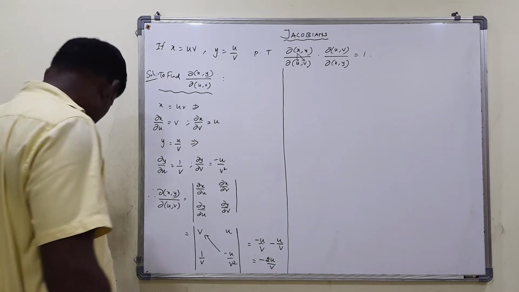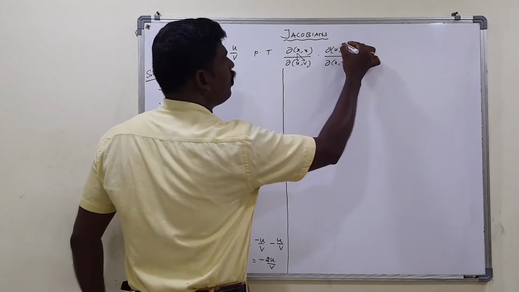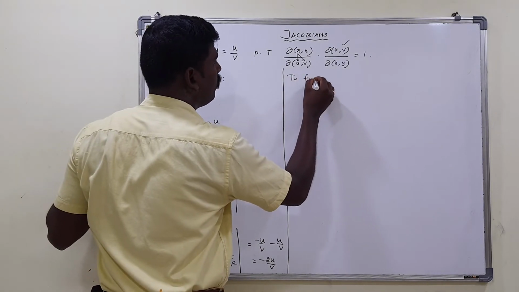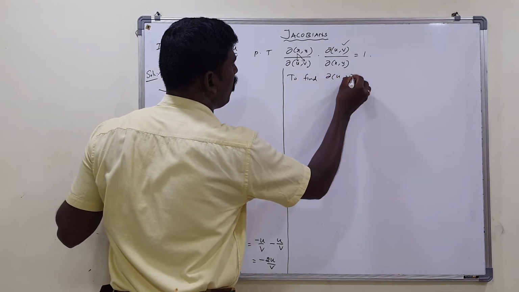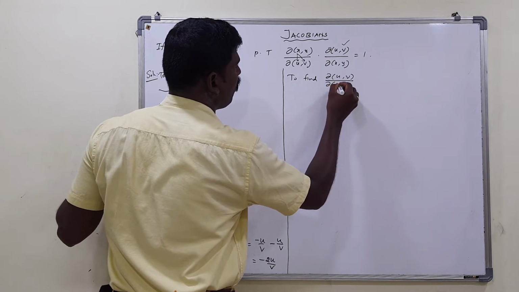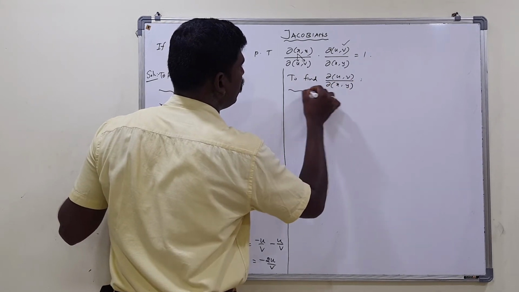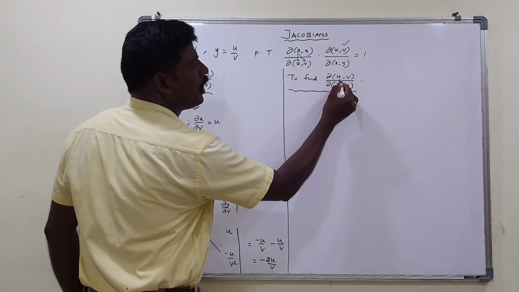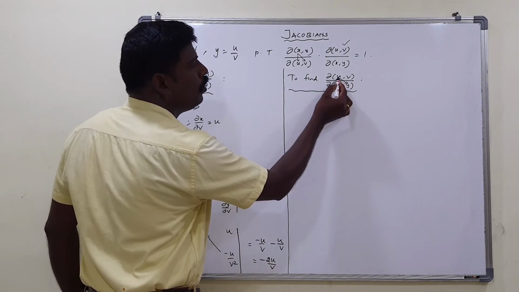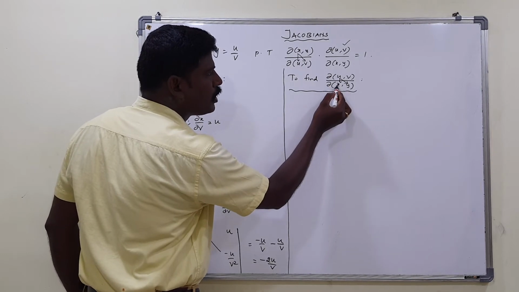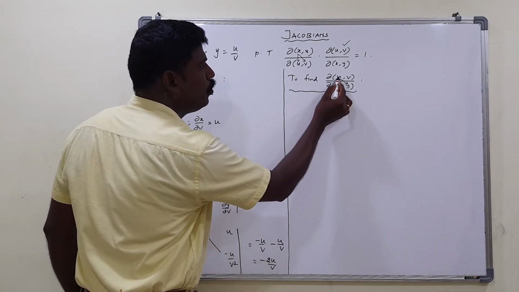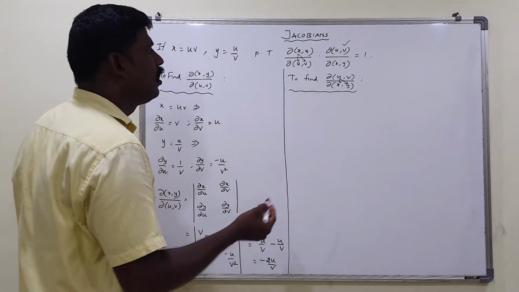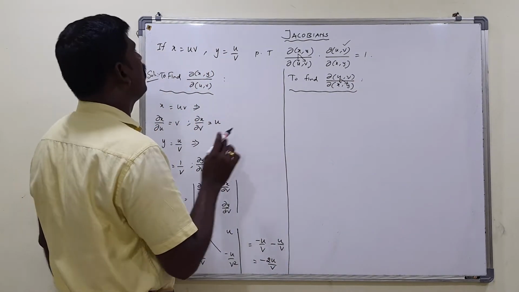Right? That's all. Now I am going to find out the second term, the partial derivative of (u, v) with respect to (x, y). To find this value, we need u in terms of x and y, because we need to partially differentiate u with respect to x and y. That's why we need u and v in terms of x and y. How can we find out the values of u and v in terms of x and y?